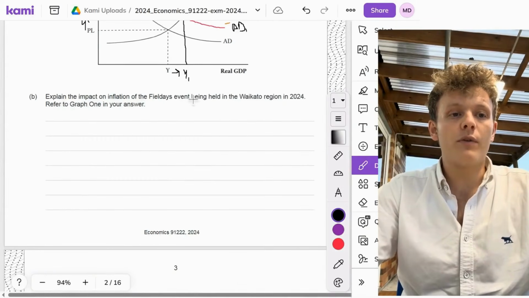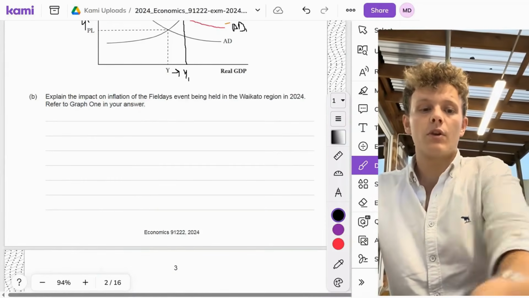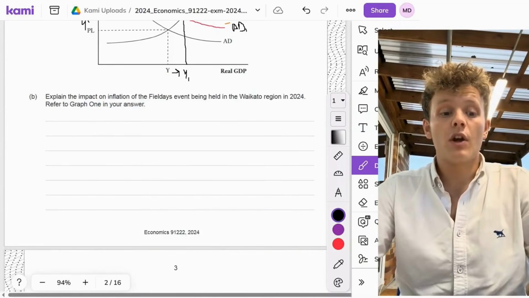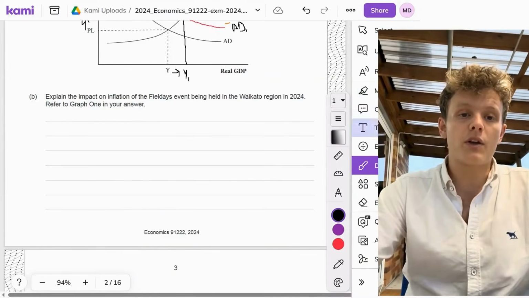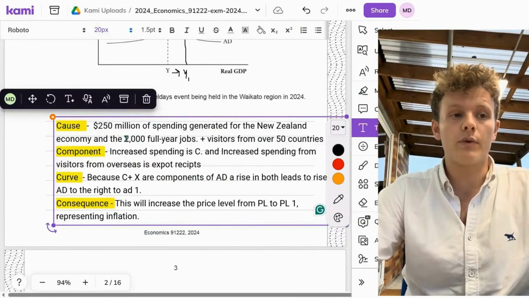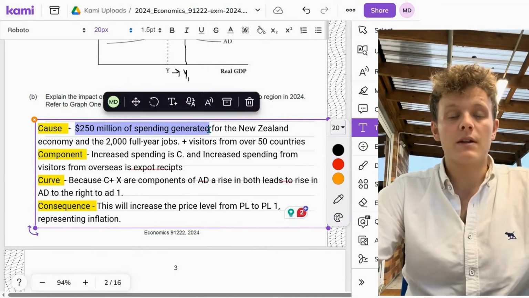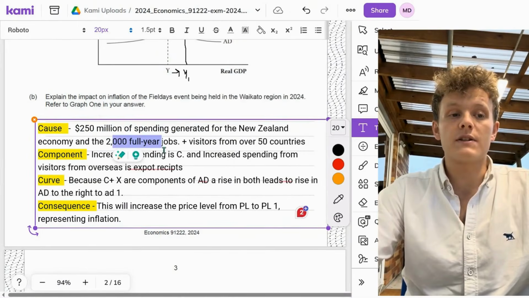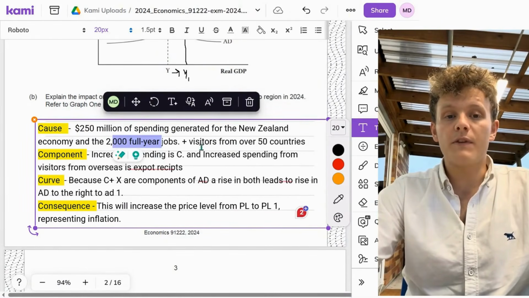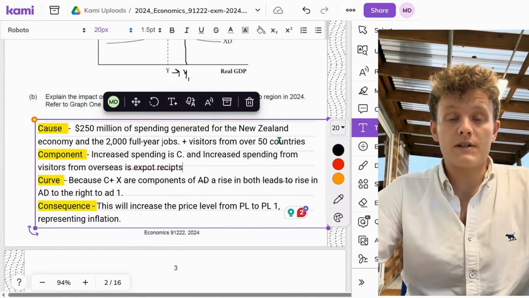1B. Explain the impact on inflation of the field days event being held in the Waikato region. So for this one, we're going to look at taking the 4 C's approach: cause, component, curve, and consequence. And we're going to get the cause straight out of that context. So let's paste my answer in here and we can go over it. So the cause is going to be the $250 million spent and the 2,000 full-year jobs. So those are going to combine to lead to an increase in C later on. And then the 50 visitors from overseas is going to be the second one. So there's going to be an increase in spending and an increase in tourism or overseas visitors.